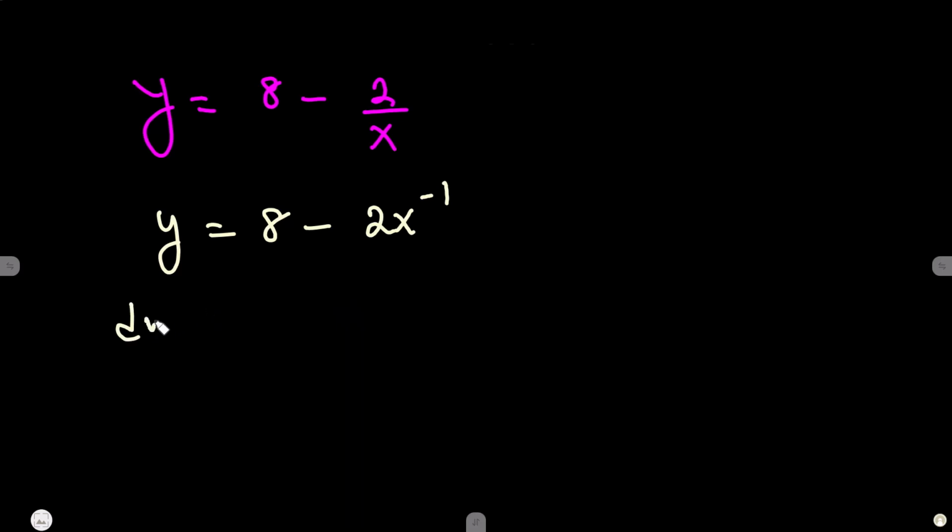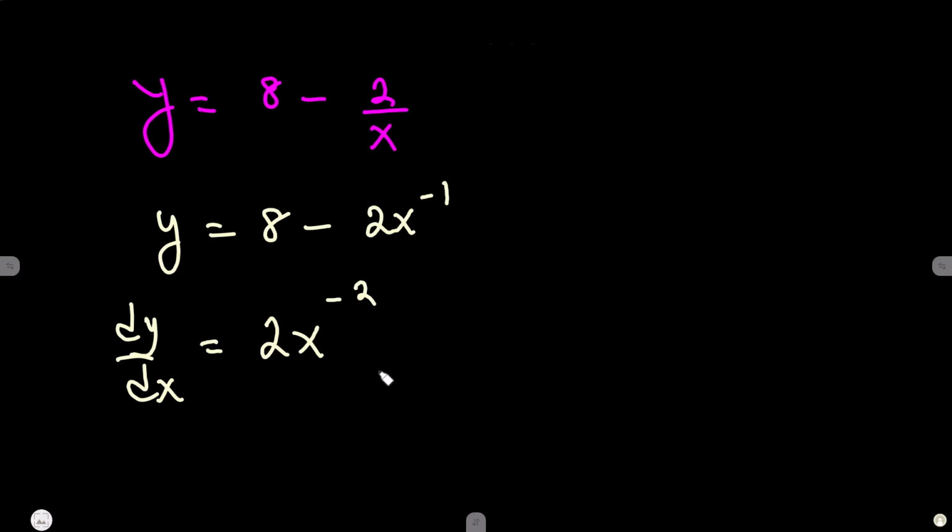So now you do dy/dx. Now if you differentiate 8, a constant, that's going to be 0. So of course I don't have to write that. And then if I differentiate this one with respect to x, the minus 1 will multiply minus 2, that's going to be plus 2, and then you put your x, and then you're going to subtract 1 from the power, which is going to be minus 2.